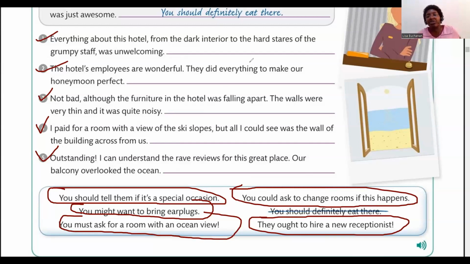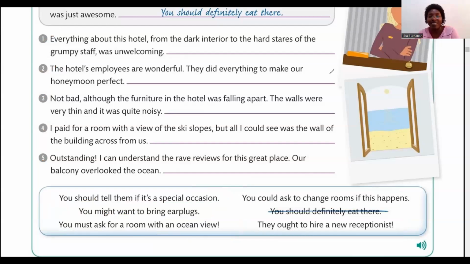So did you notice each of these suggestions or recommendations had a different modal verb, because some of them were quite strong when we said you must ask for a room with an ocean view. Others, we gave more of a general suggestion. You might want to bring earplugs, and others, it was a stronger suggestion. So we had should, which is a little bit stronger, could is also a general suggestion, or ought to. So it depends on, again, the strength of your recommendation or your advice or your suggestion. Let's move on.